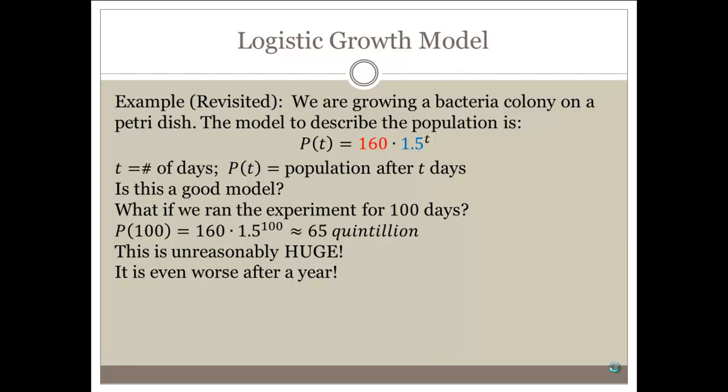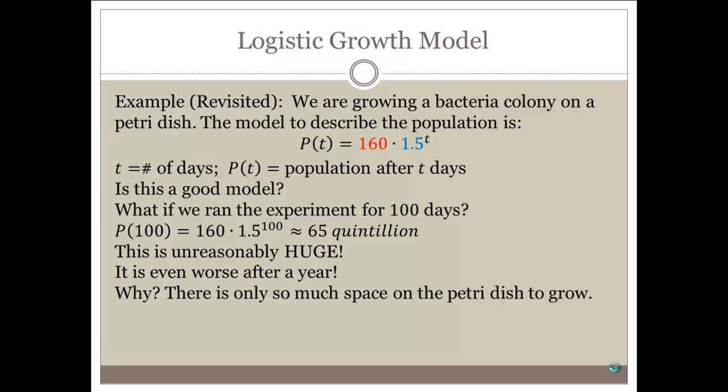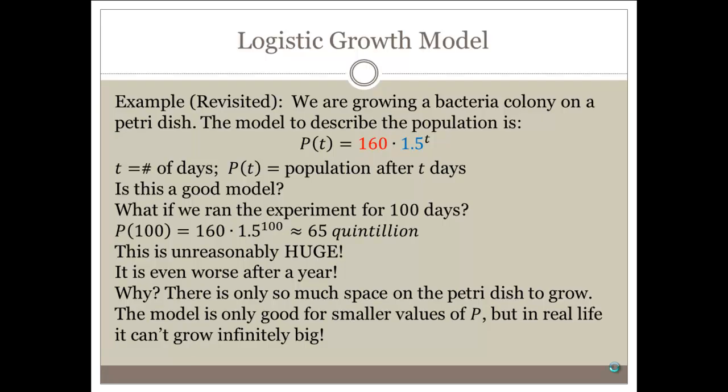Why is this so bad? Because there's only so much space on the petri dish to grow. There's no way that a colony that large would fit. The model we had before is only good for smaller values of P, because in real life it can't grow infinitely big like this model can. So we need a new model that won't grow so big.